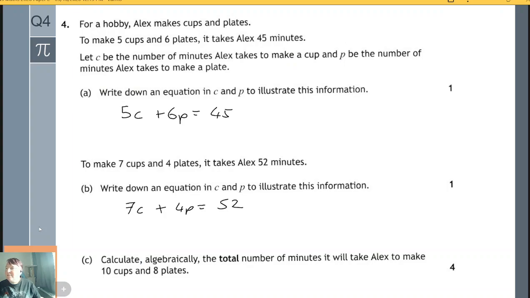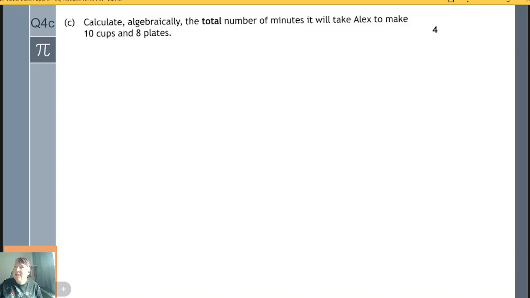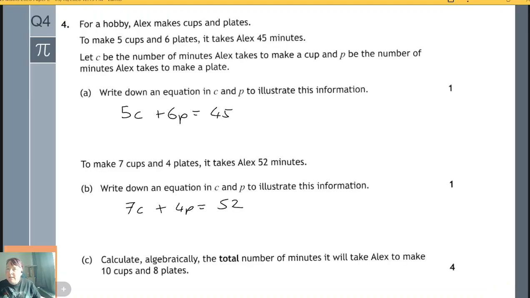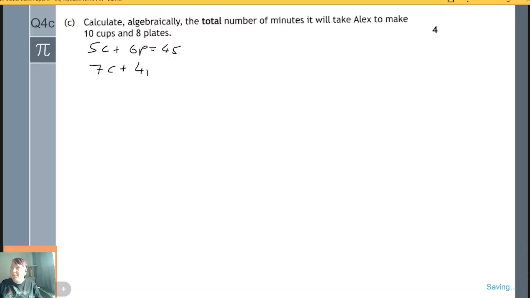All right, I am going to have to use the next page for this, I think. I think I've set this up that way. 5C plus 6P equals 45. So 5C plus 6P equals 45. And 7C plus, I've forgotten it, so let's go back and look. 4P is 52. Okay, so that's our first equation and our second equation. And there are a few ways to do this, but they're wanting you to use your equivalents.